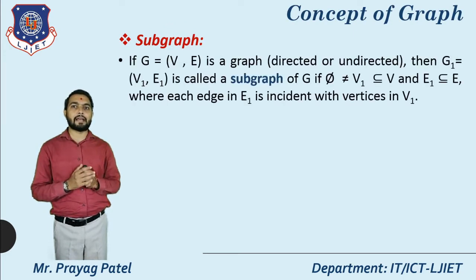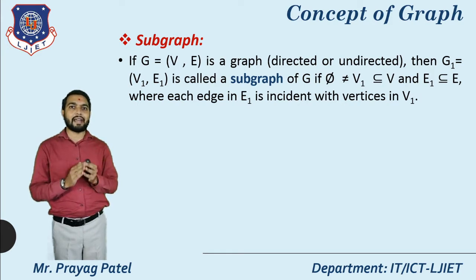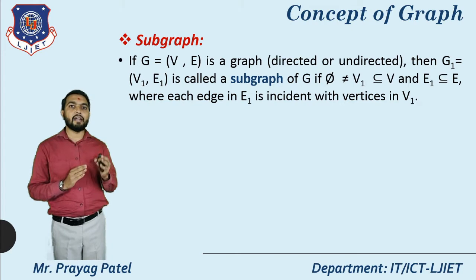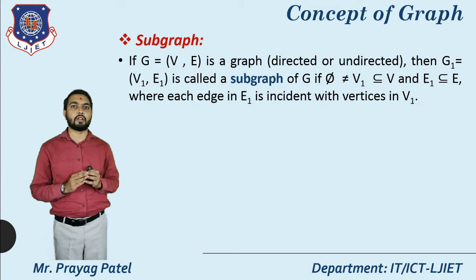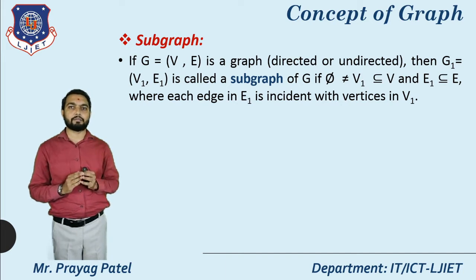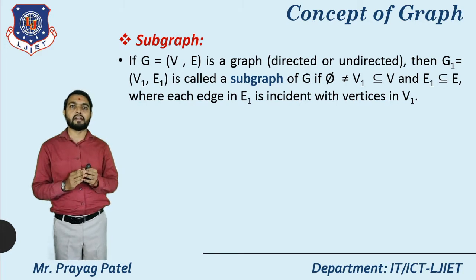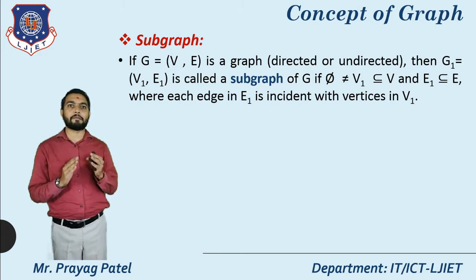So here, if a graph G equal to (V, E) is a directed or undirected graph, then G1 equal to (V1, E1) is called a subgraph of graph G if phi is not equal to V1, a subset or equal set of V, and E1 is a subset or equal set of E, where each edge in E1 is incident with vertices in V1. So here basically your given graph is G and your subgraph is G1.